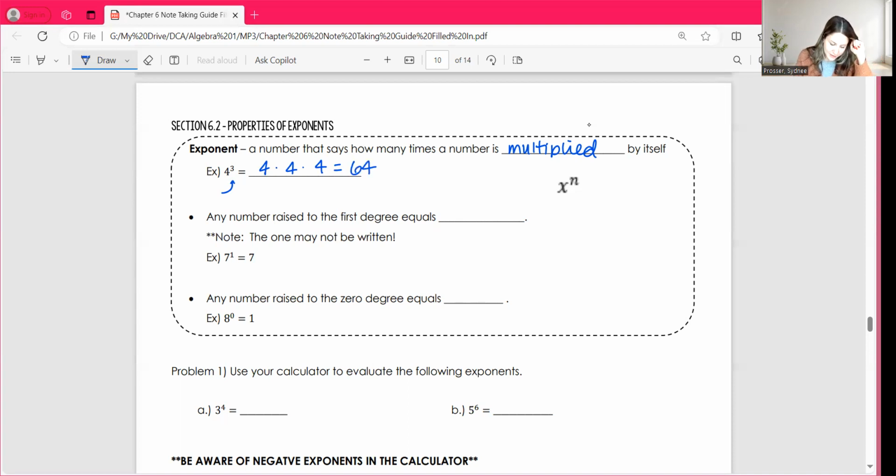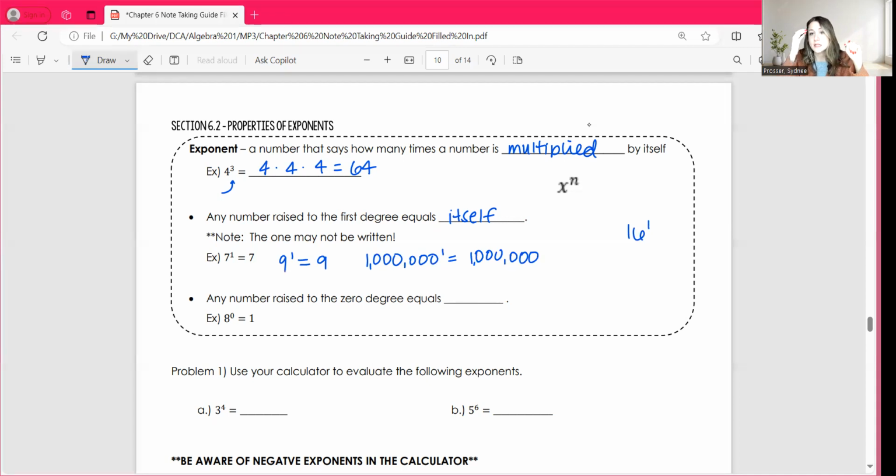Okay, so any number raised to the first degree equals itself. So for example, 7 to the first power equals 7. I don't know, 9 to the first power is 9. 1 million to the first power equals 1 million. Note, the 1 may not be written. We know every number is raised to the first power. You don't really walk around saying you're 16 to the first power years old. Every whole number has a secret exponent of 1.